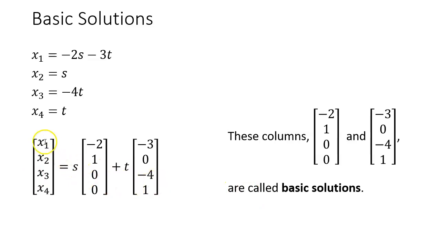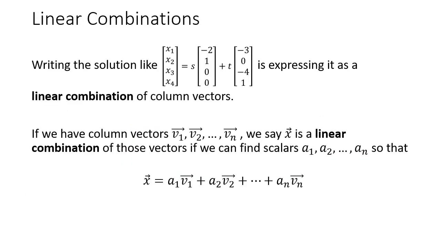And you'll notice that any solution is then written as a constant multiple of the first basic solution plus a constant multiple of the second basic solution. And this idea is so common that it gets a special name called a linear combination. So when we write the solution vector equals s times the first basic solution plus t times the second basic solution, we're expressing the solution as what's called a linear combination of the column vectors.